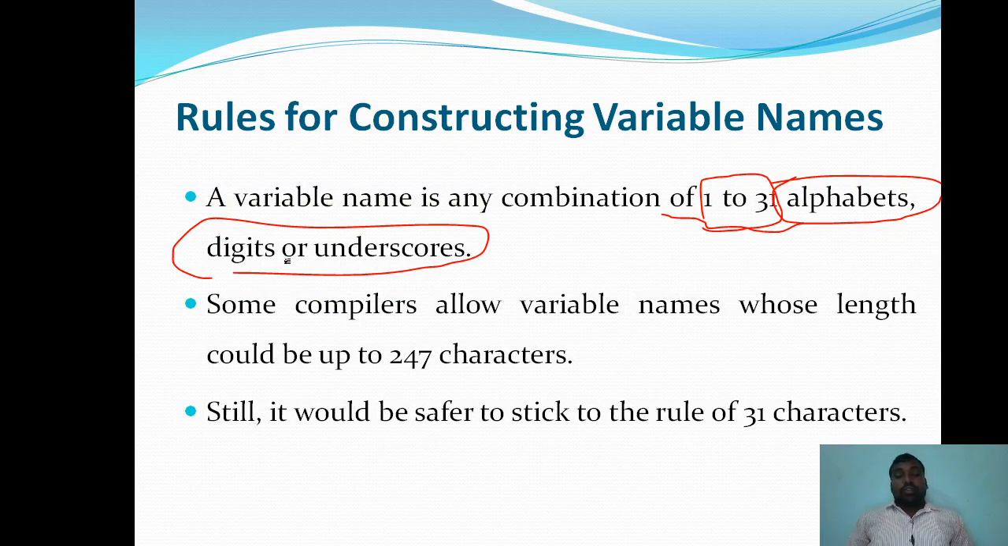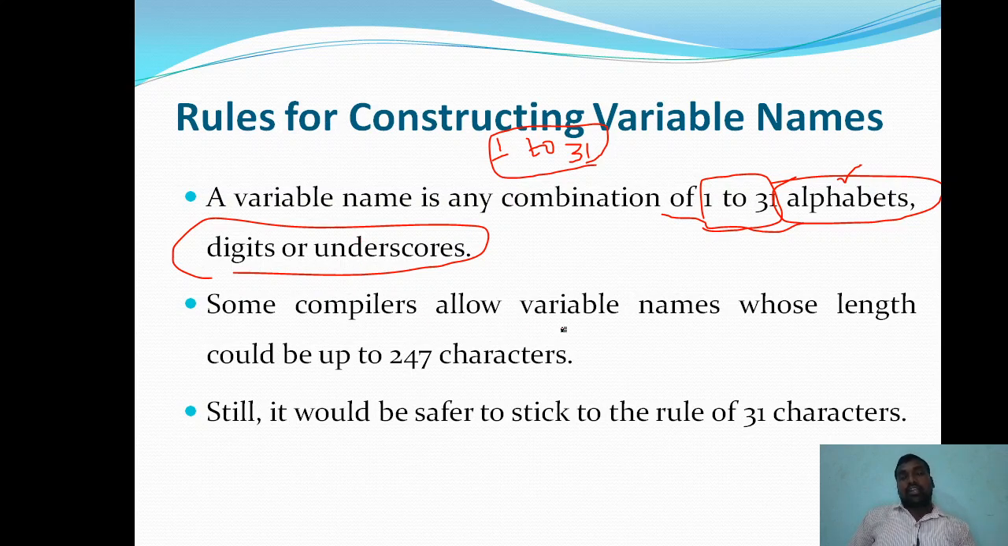So the variable name must have at least one character, and it can support up to 31 characters. The length of the variable name is 1 to 31, and within that you can write any length, it is up to you. But while writing, you may use alphabets, digits, and underscores. Other than this you cannot use anything.